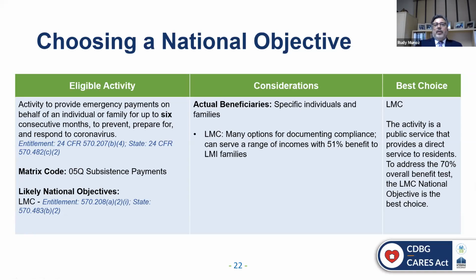So as an example, if a program serves 1,000 people and at least 510 of those people are low and moderate income, the activity would meet the LMC national objective. The other 490 people who are assisted could earn above the moderate income and the activity would still qualify as LMC. Next slide.